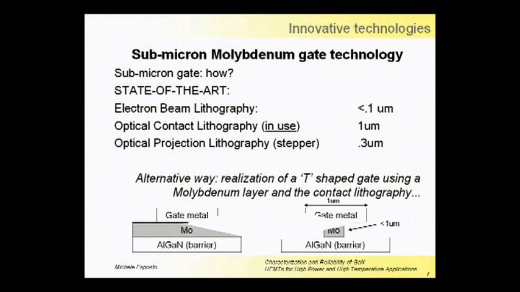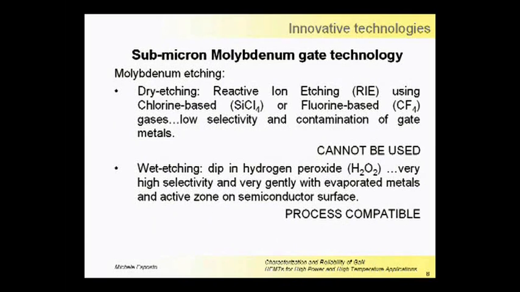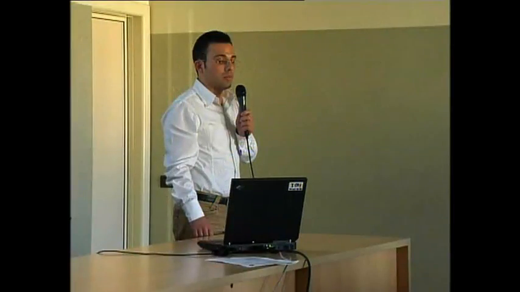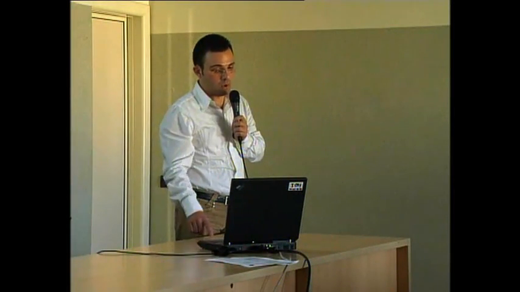An alternative way is the realization of a T-shaped gate using a molybdenum layer, then evaporating the gate metals, and so etching the molybdenum layer. Two different ways of etching the molybdenum are dry etching and wet etching.